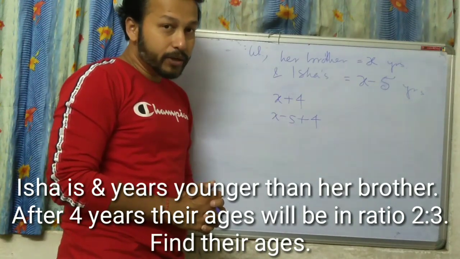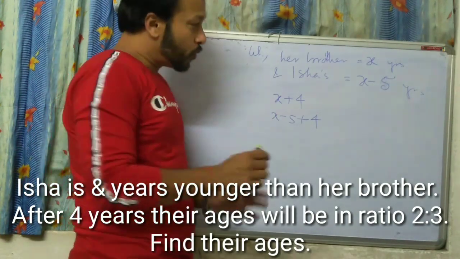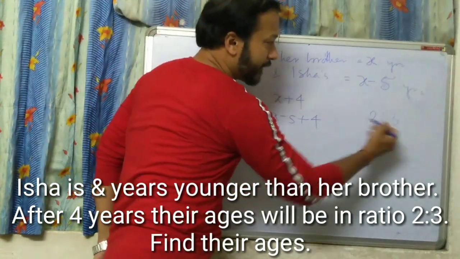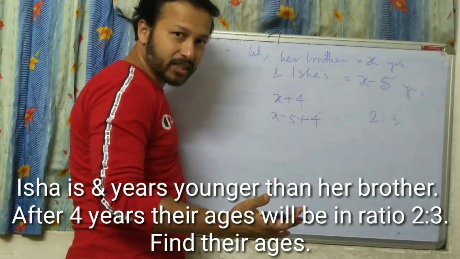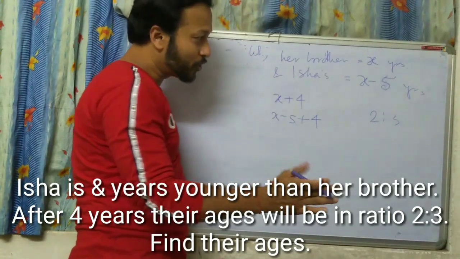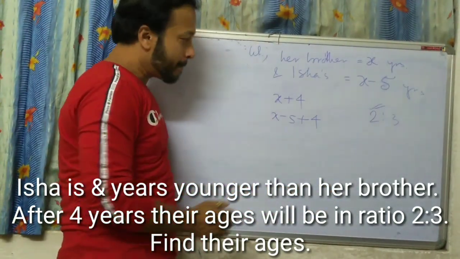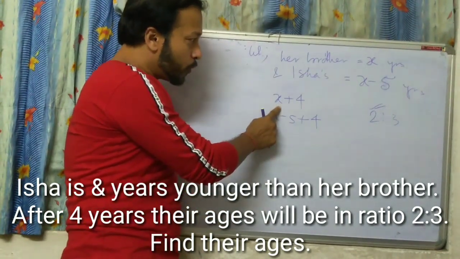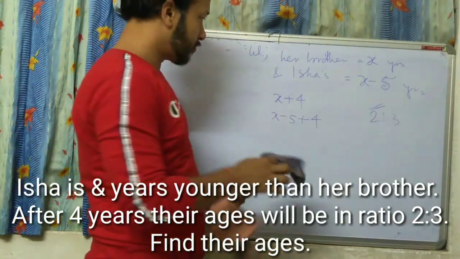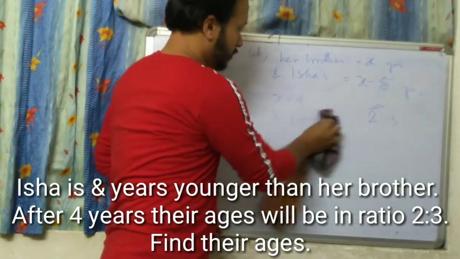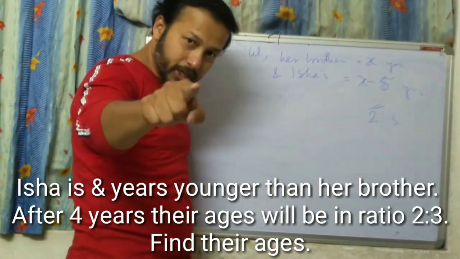2:3. Here you need to understand something. 2:3 means who is younger? Isha. Her age is less. So first Isha's age we have to write. Cut this portion.